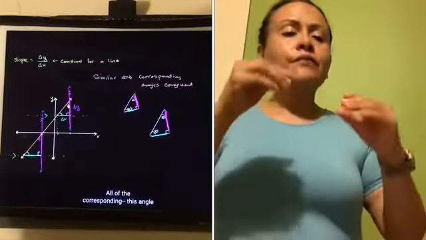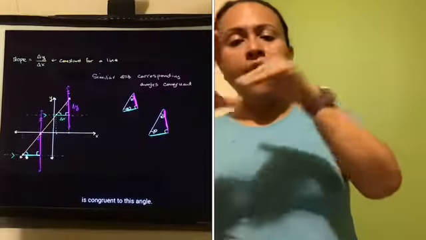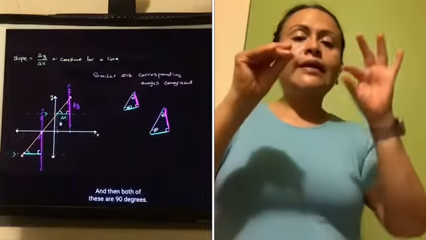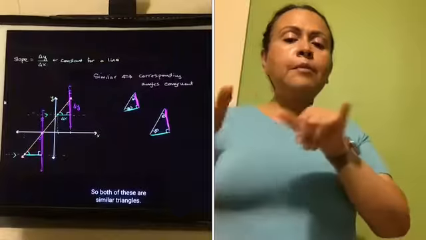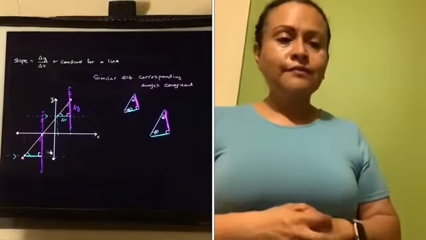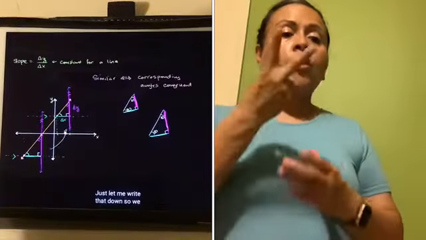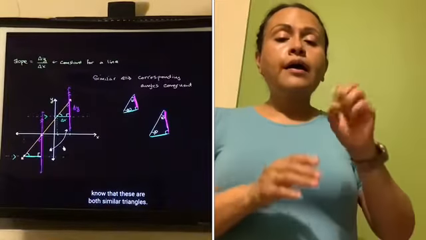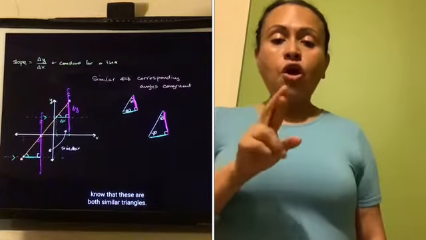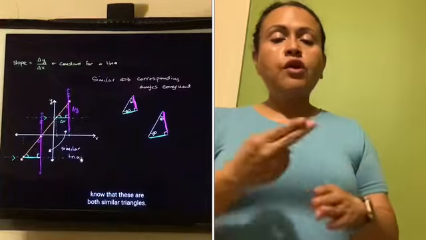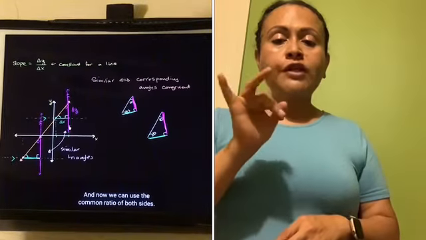And there you have it. This angle is congruent to this angle is congruent to that angle, and both of these are 90 degrees. So both of these are similar triangles. Let me write that down. So we know that these are both similar triangles. And now we can use the common ratio of both sides.